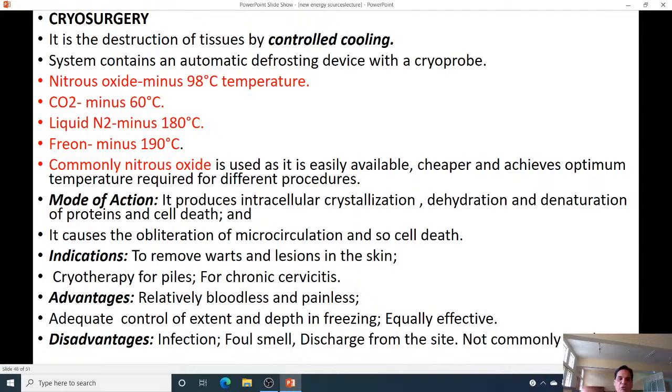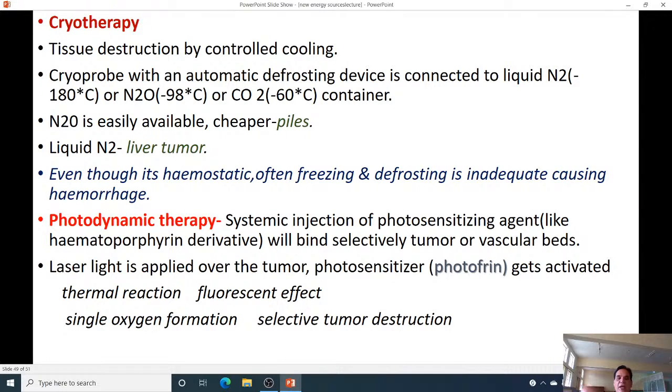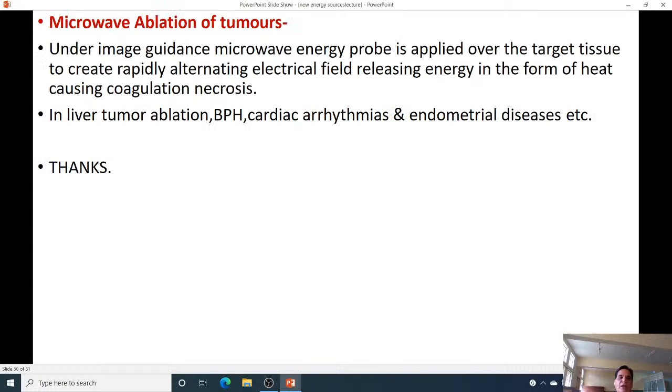So we have considered almost all the types of energy source. The uses: cryotherapy, whenever you are dissecting, is destruction of tissue by cooling. Liquid nitrogen for liver tumor, nitrous oxide, even though it is hemostatic, freezing and defrosting is inadequate, so not commonly used. Photodynamic therapy is only for systemic injection of agents, where laser light can be applied directly. That is photodynamic therapy.